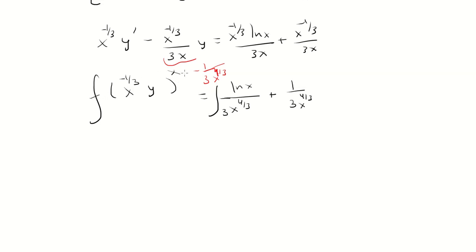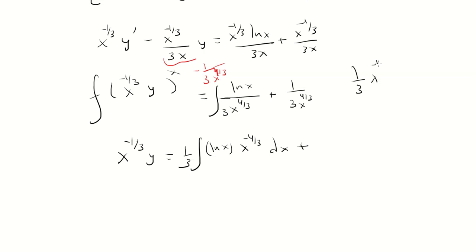So the integral and the derivative are going to cancel. We have x to the negative 1/3 times y equals natural log x. I guess we could just factor out the 1/3. And we could just say natural log x times x to the negative 4/3 plus, and then we could just integrate 1 over 3 times x to the 4/3, because we'll just write it as 1/3 x to the negative 4/3. So when we integrate this, we'll add 1 to the exponent, which will make it negative 1/3. And then when we divide by negative 1/3, that's the same thing as multiplying by negative 3. So that becomes negative 1.